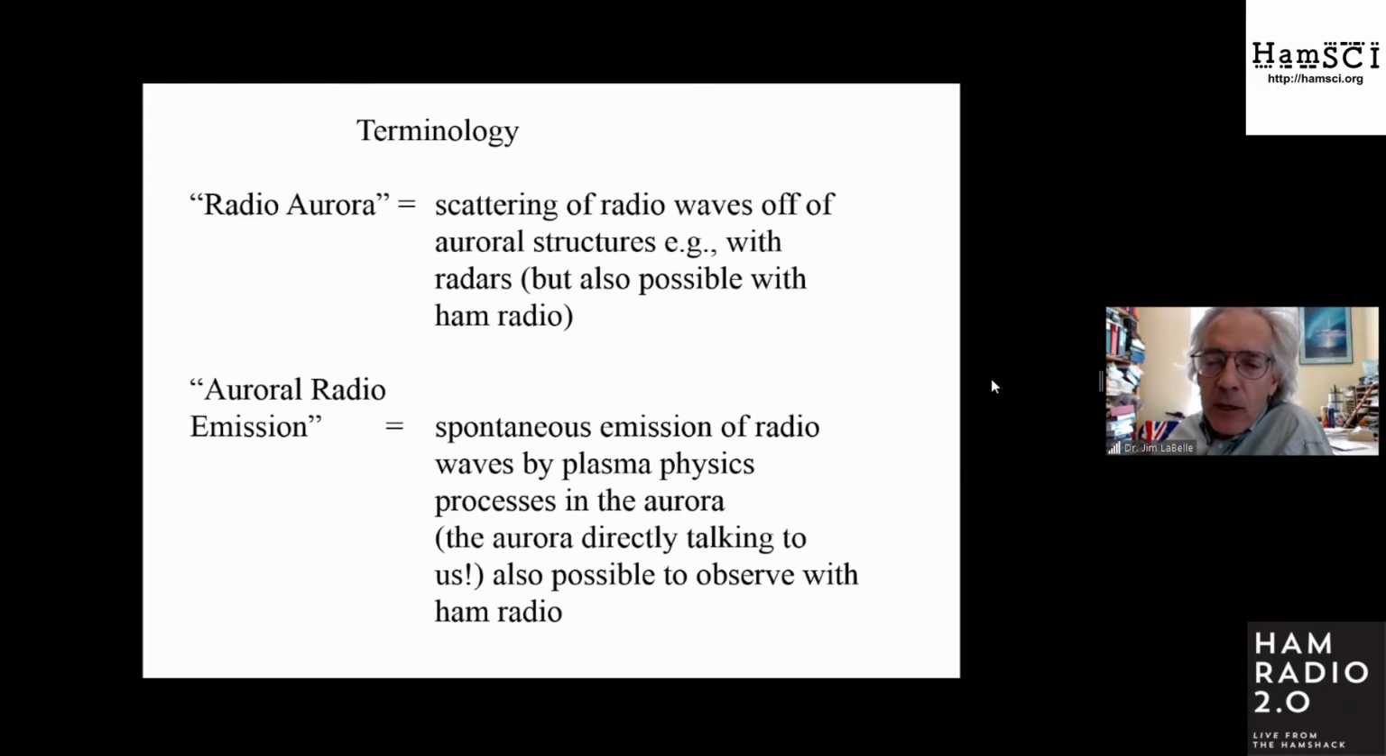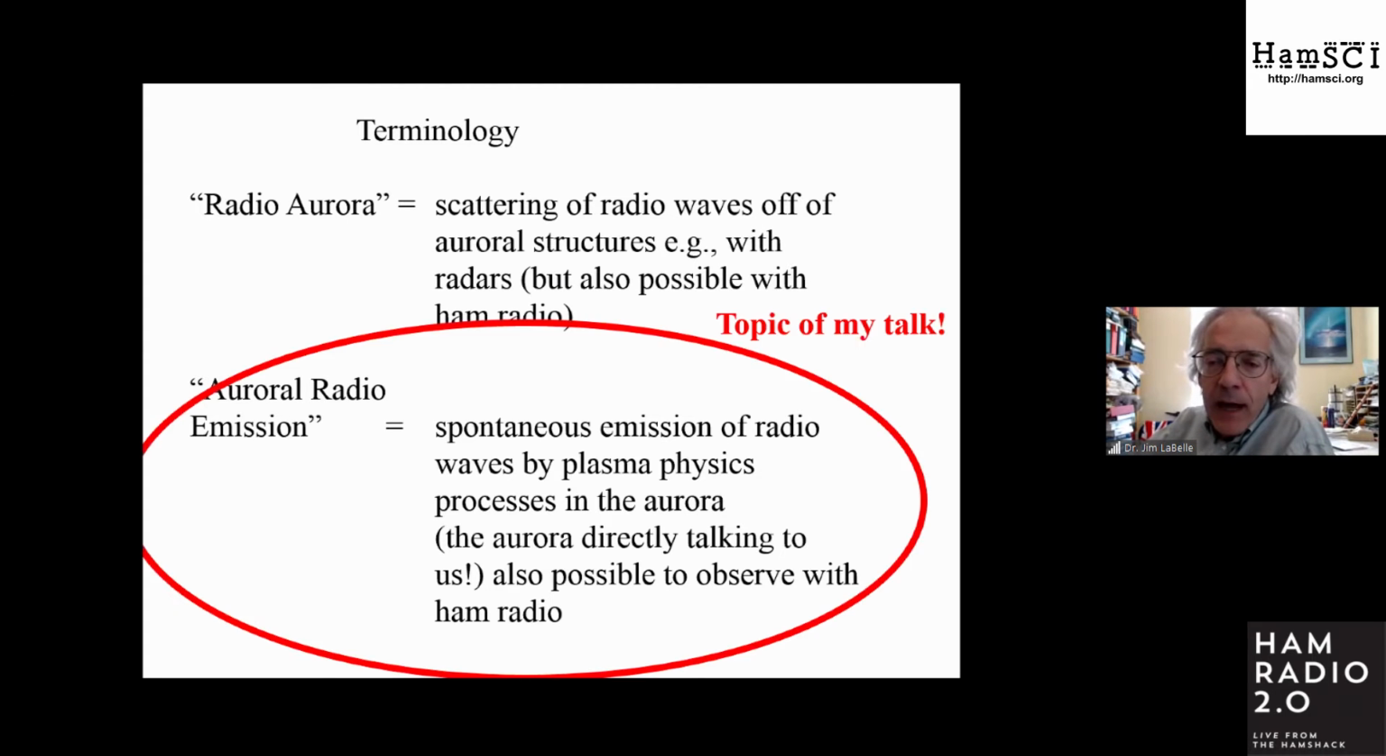Auroral radio emission is a slightly different topic. It's the spontaneous emission of radio waves by plasma physics processes in the aurora. So I think of it as the aurora directly talking to us. And it's also possible to observe with ham radio. And so my talk is going to be focusing on the auroral radio emission rather than the radio aurora, just to make a distinction here. Both are potentially of interest to ham radio, of course.